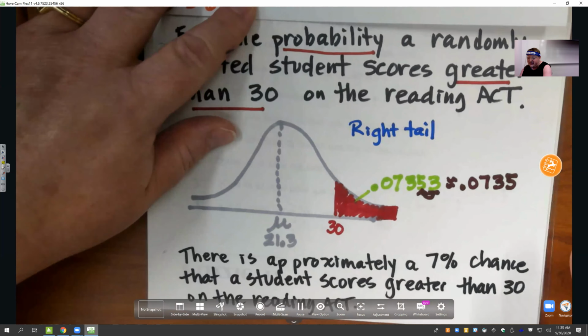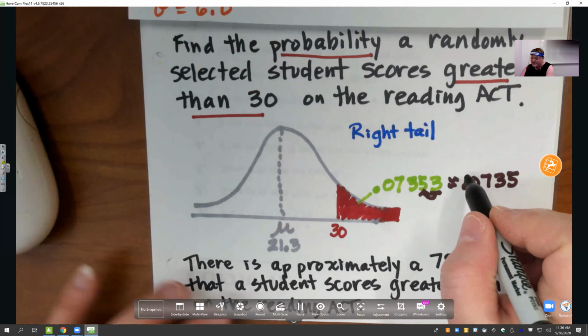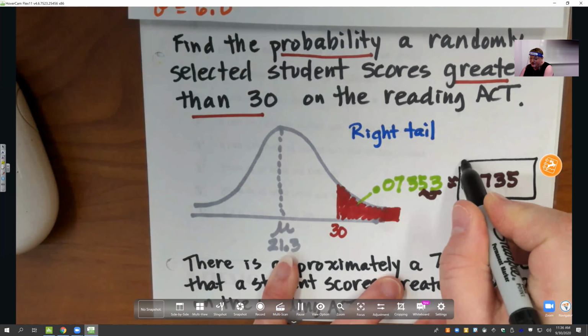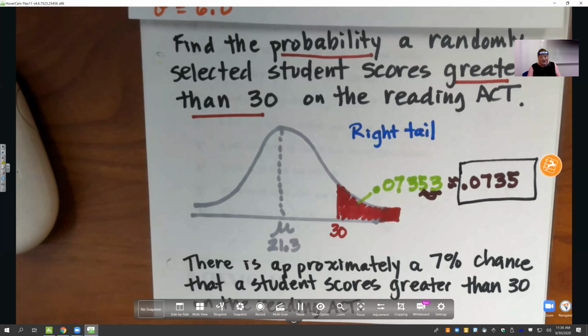Now, really, all they usually ask you is for this decimal value right here. You don't have to write out that sentence. But if you were writing a report to share with other people, then you would probably need to write such an explanation.